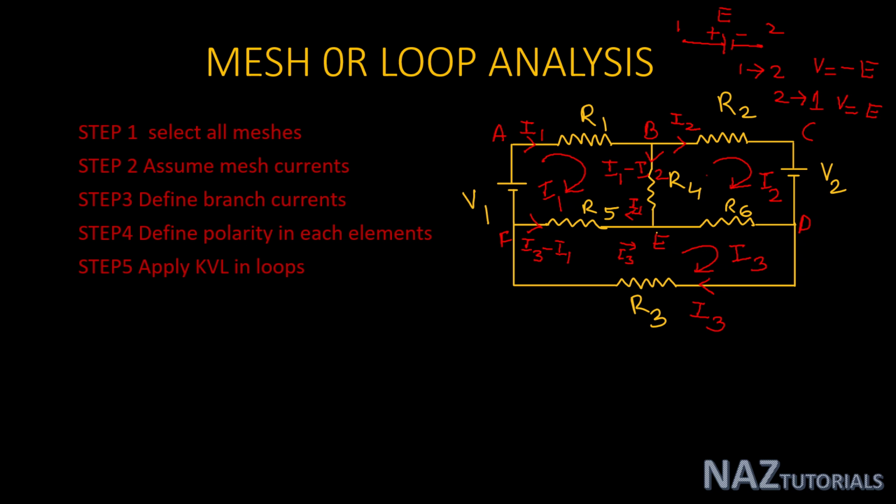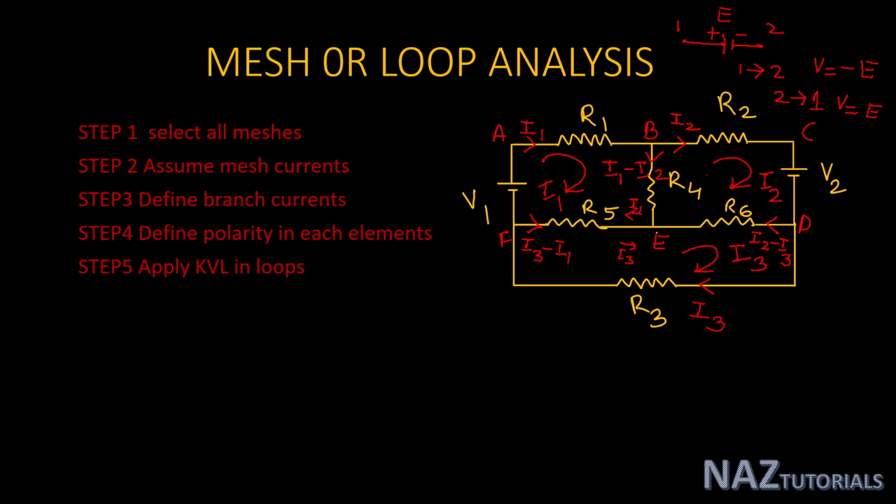R6 has two mesh currents. One is I2, which is flowing from D to E, and I3 is flowing from E to D. That means they are currents in opposite directions. If you decide the current is from D to E, then the net current will be I2 minus I3.